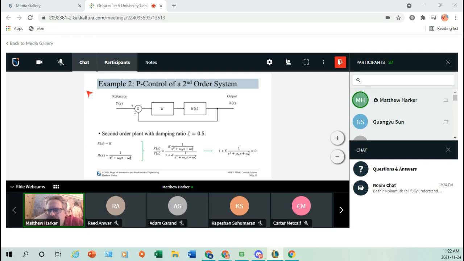So what we'll do now is look at the idea of root locus in control, right? So how we would use it to essentially design a control system.